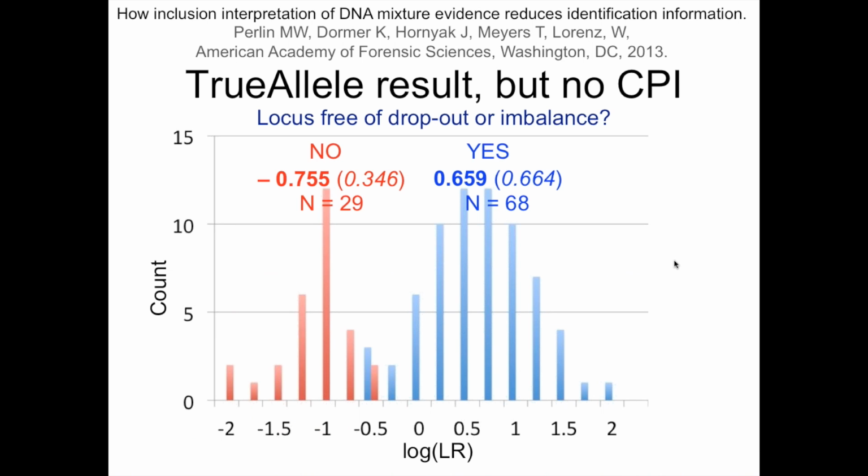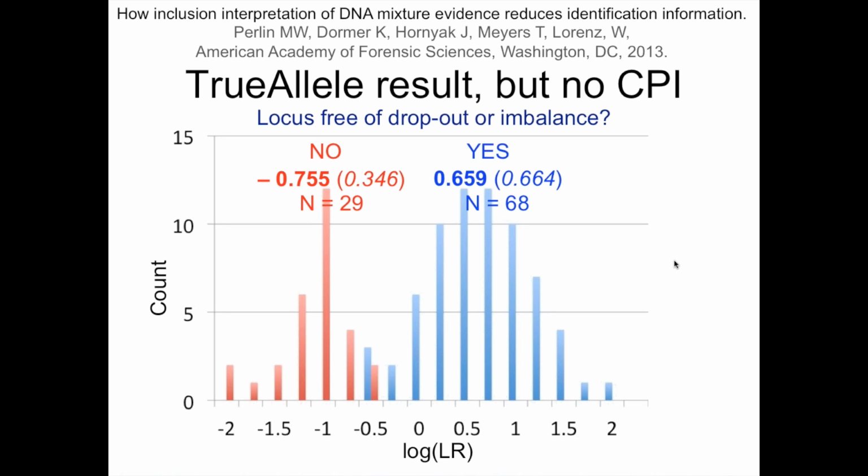So we've done studies on dropout and imbalance. This is from a talk that I gave at the AAFS meeting in Washington a year and a half ago. This is collaborative work with the Allegheny County Crime Lab here in Pittsburgh. So this is a part of that study where there was no CPI score recorded. There was no human review at this locus or any of these loci, but there was a TrueAllele result.